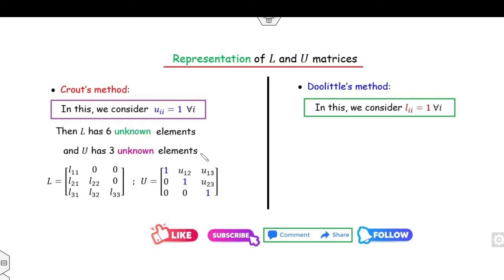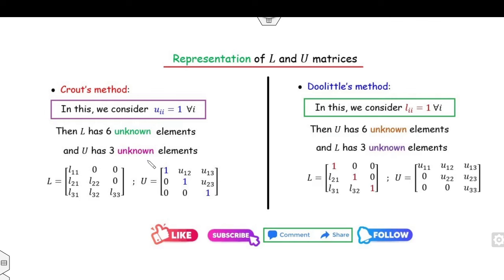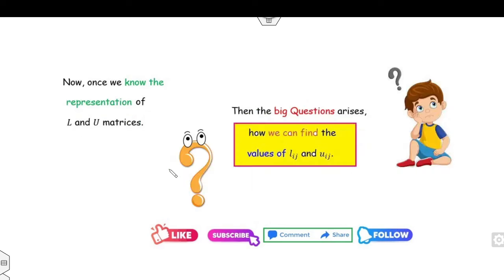Similarly, you have seen L has 6 and 3 elements. Similarly, for this case, if I assign Lii, that is the diagonal, as 1, you can see it has 6 unknown elements and 3 known elements. So once we know L and U in this form, we can identify the values of the remaining elements uniquely.